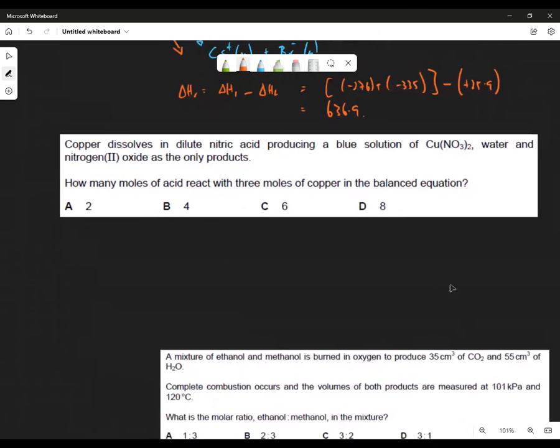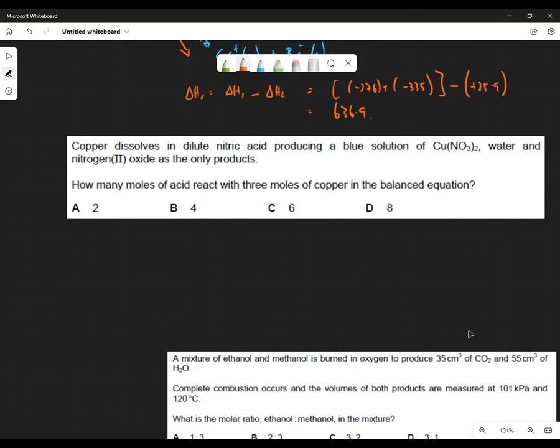This one is a bit nasty. Let's have a look. Copper dissolves in nitric acid, producing a solution of copper 2 nitrate, water and nitrogen oxide. As the only products, how many moles of acid react with 3 moles of copper in the balanced equation? Oh, looks awful. Right, so start off with copper. We're going to react it with nitric acid.